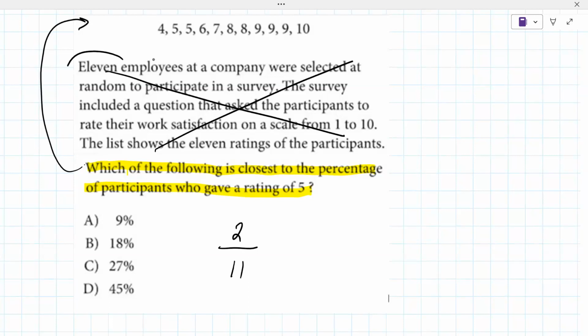Perfect. Now it does say 11 right there. So if you didn't want to count, reading one word helps, or if you counted them all, that's fine too. But yeah, it's about 18%.